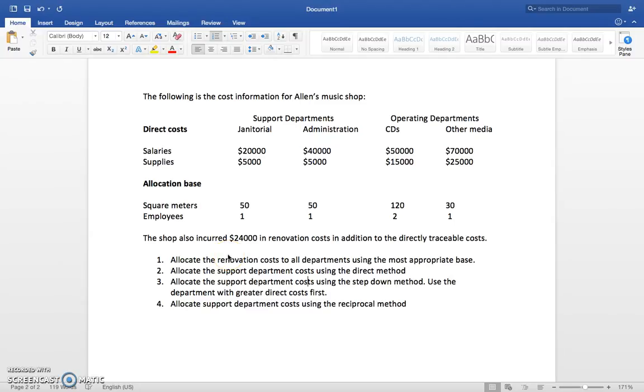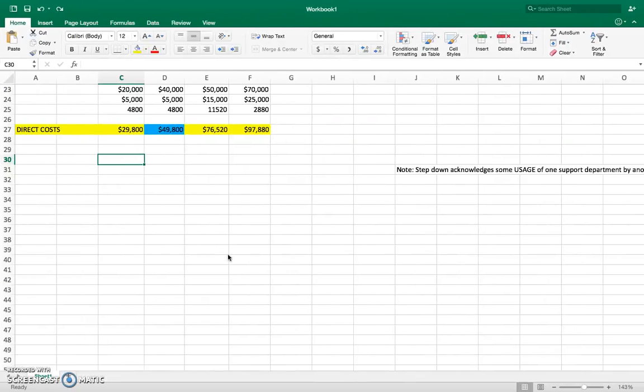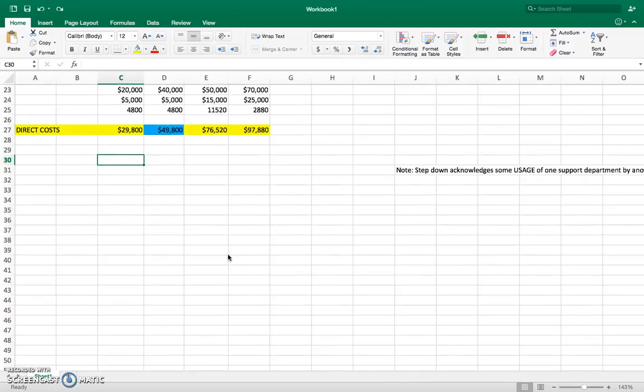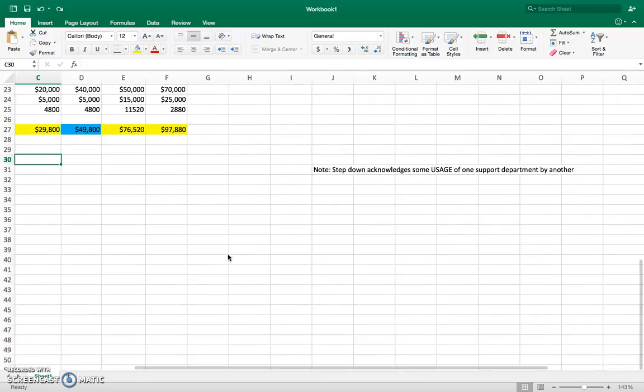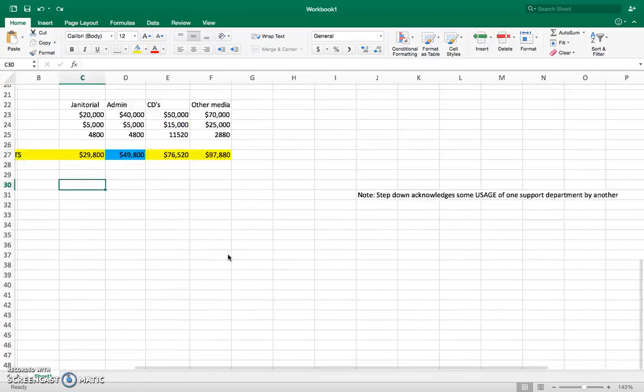Guys, and welcome to the second video for chapter number 8, where we are going to solve for part number 3, where it asks us to allocate the support department costs using the step-down method. So here we have our Excel file, and just a small note that I want to make about the step-down method is that the step-down method acknowledges some usage of one support department by another. So this is what I mean.